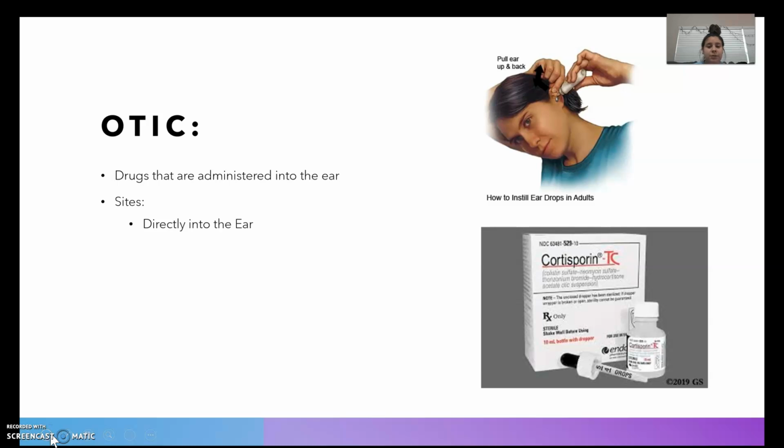So otic, these are drugs that are administered into the ear. Very similar to eye drops, they're applied directly into the ear. Cortisporin is a type of antibiotic that is used for any type of ear infections, which we may see in a younger population. So if you were in a high school setting, you may see ear infections a little bit more than you would in an older population.